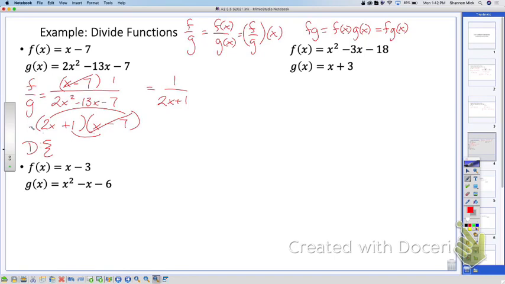2x plus 1 equals 0, so x is negative 1/2. So x cannot be negative 1/2 and 7. Every time we have a fraction, we should worry about that, shouldn't we? Yes.